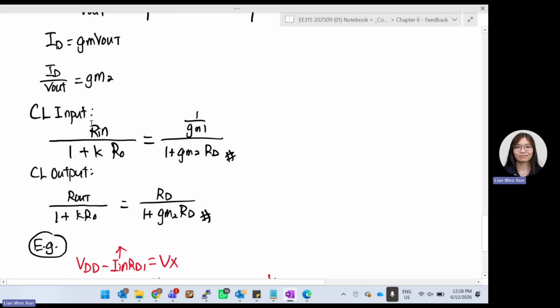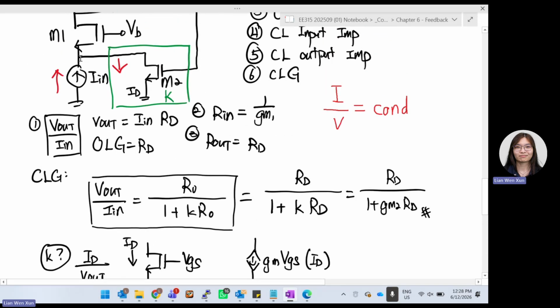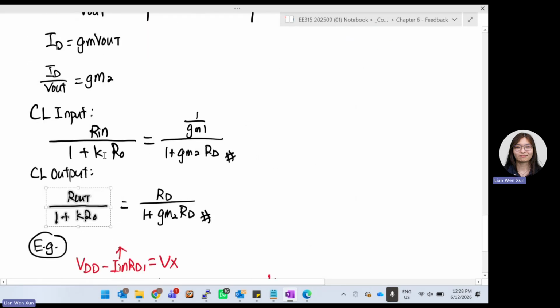Then the rest of it is just substitution already. This is what we have derived. So we just substitute all the values inside. R in is the impedance looking from input, so 1 over GM. K we have found just now. R0 is your amplifier open loop gain. And the rest of it is the same thing.